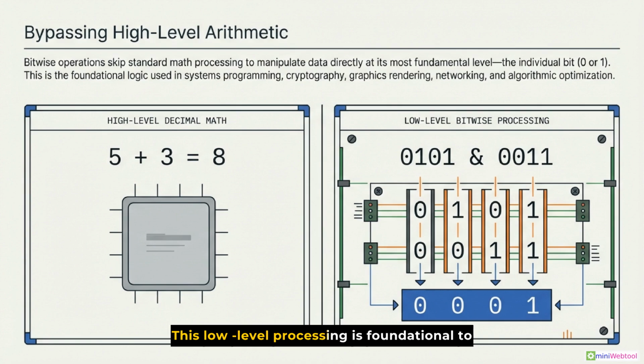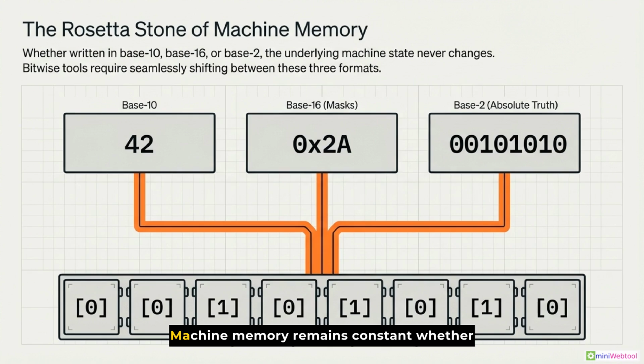This low-level processing is foundational to systems programming, cryptography, and optimization. Machine memory remains constant whether represented in base 10, base 16, or base 2. Bitwise operations require seamlessly shifting between these different numerical formats to access the absolute truth of base 2.